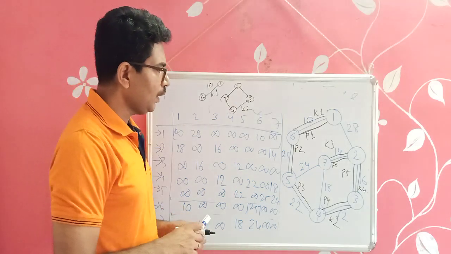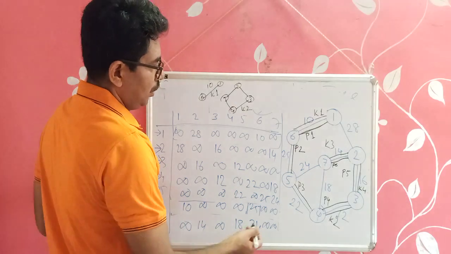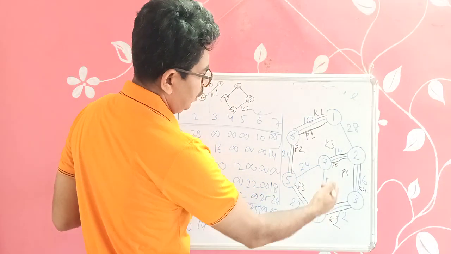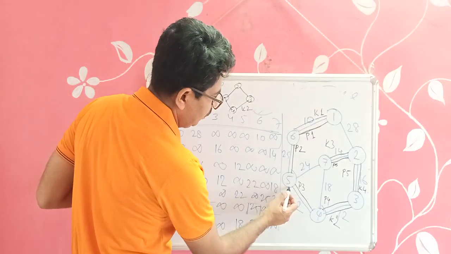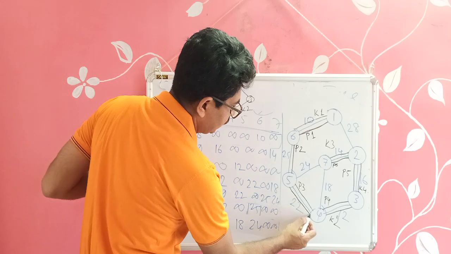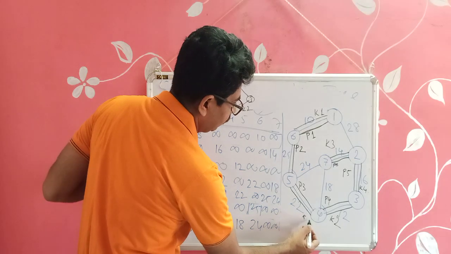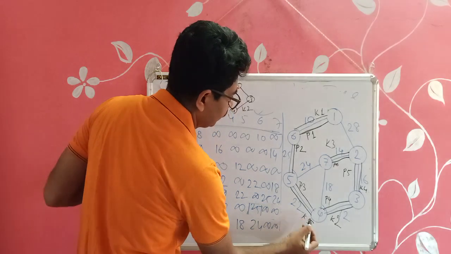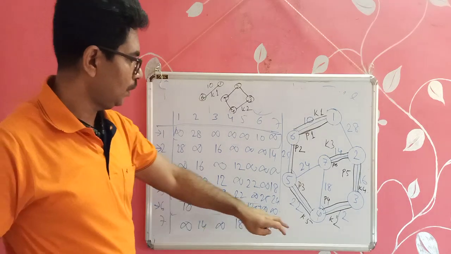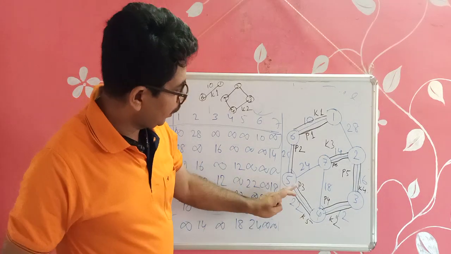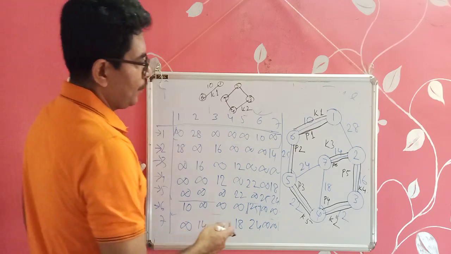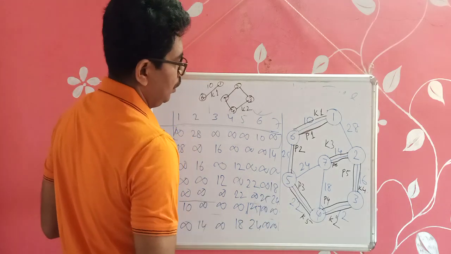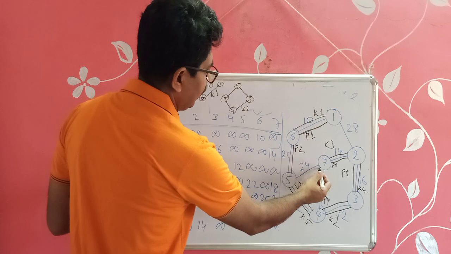So next, among all these, I think 22 is the minimum one. So you can select this by Kruskal in the 5th step. And I think this is not creating any cycle. Very good.